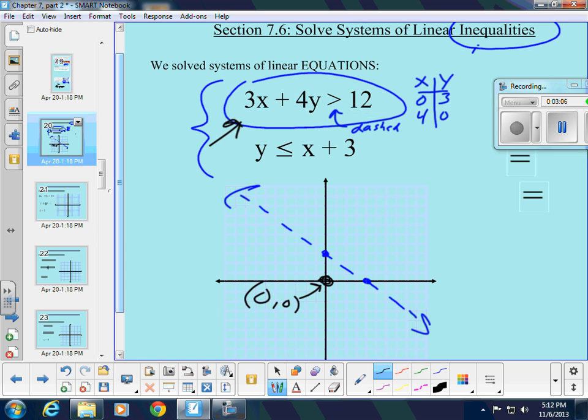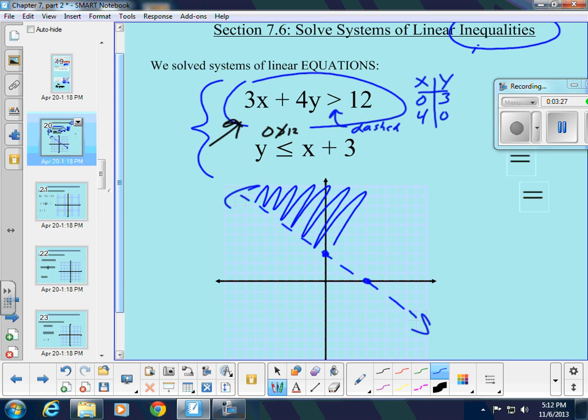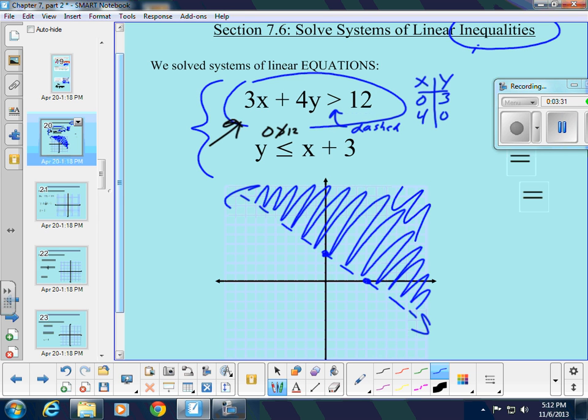So if I put in (0, 0), I get 0 plus 0, which is just 0. So I'm going to get 0 on the left side. And I'm asking, is that greater than 12? Well, no, it's not. So (0, 0) is not one of the solutions down here in this grid. So for this inequality, that means that all the solutions must be on the other side of this line. So here's where all the solutions are for that inequality. Again, so far, this should look like a review of chapter 6.